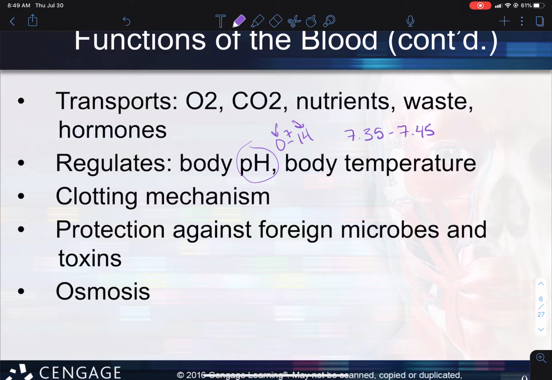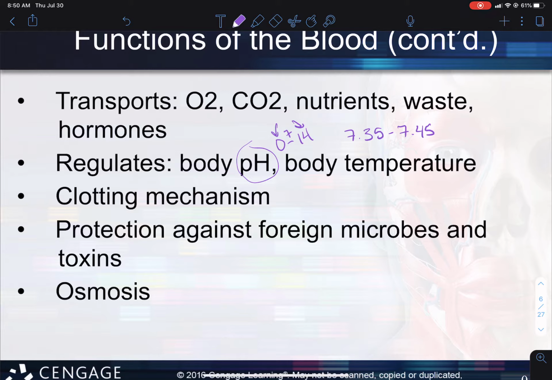Then another function of the blood is the clotting mechanism. So all those platelets, those thrombocytes, we've been taught for many years that their primary function is clotting. That's actually only 10% of what platelets are able to do. But here we'll talk about what that 10% looks like.